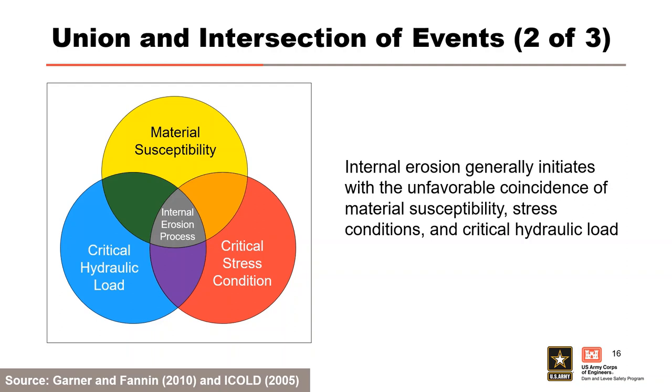Another example of intersecting events would be for an overtopping failure mode. An overtopping failure will require a flood. The flood will have to be high enough for water to get above the crest, and enough erosion will have to occur to breach the dam. So the failure probability can be thought of as the intersection of these events.